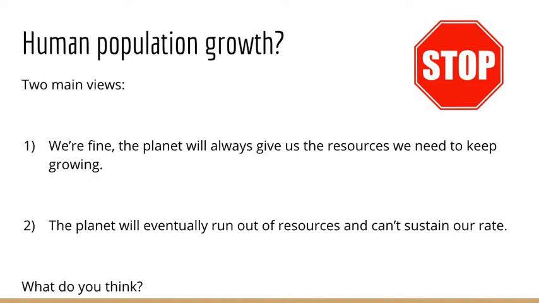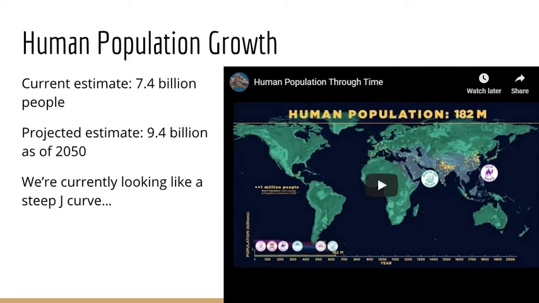But let's dive deeper. Our current estimate for the number of people on the Earth is about 7.4 billion people. That's a lot of people. The projected estimate for 2050 is that we're going to have 9.4 billion people. And right now, that's looking like a really steep J-curve. And I want you to take a moment and let's watch this video and see what the human population has looked like through time and what the human population is projected to do.